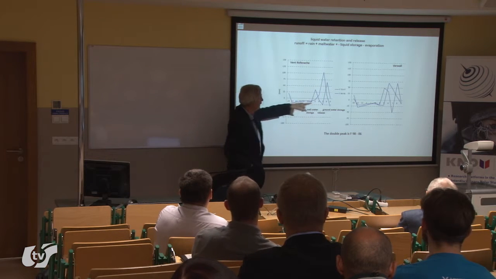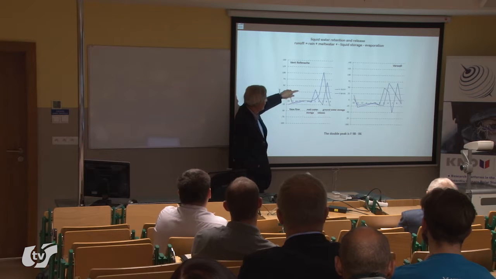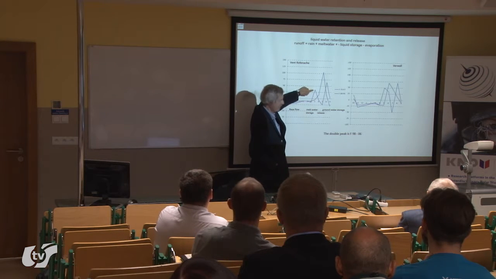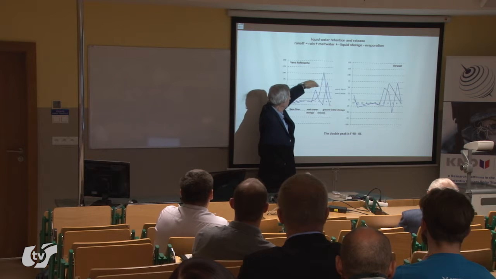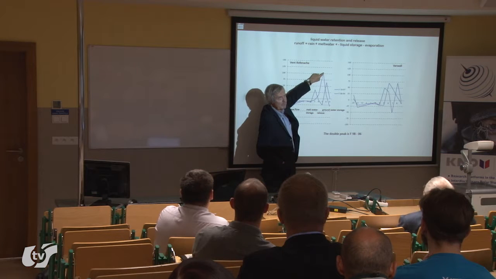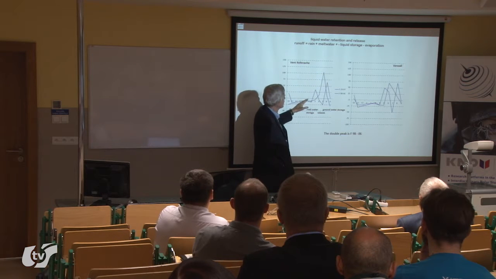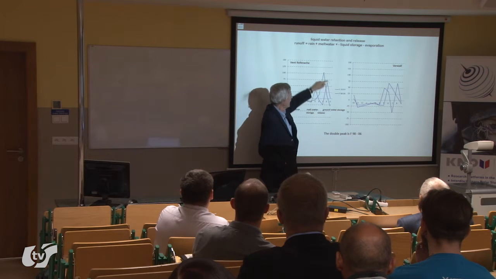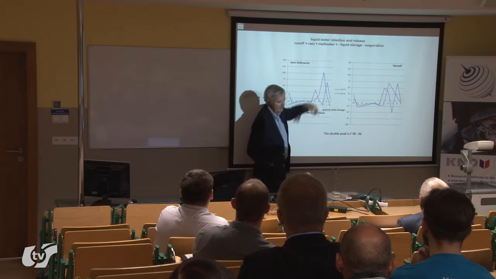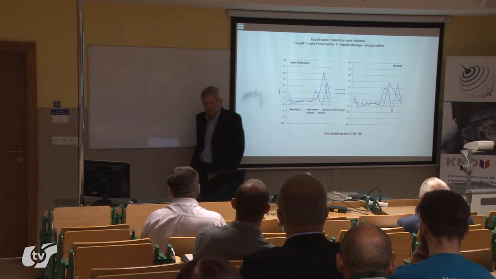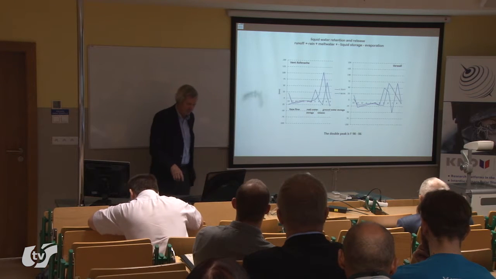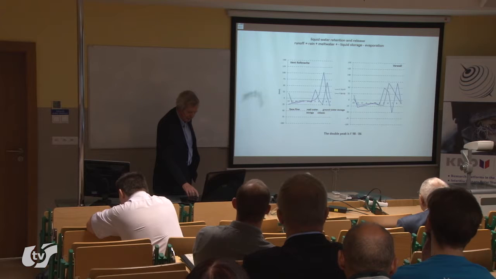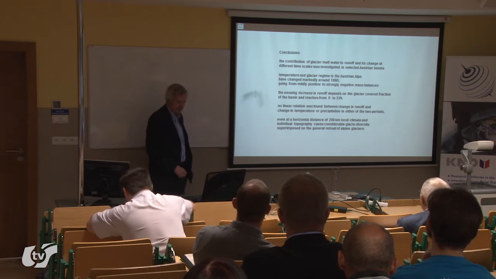The interesting thing in both of these basins is that in the second period we have two distinguished peaks, while in the first period we had only one. That is because meltwater was stored later and coincided with the peak of precipitation in the summer months. So there is a significant shift between the two periods in liquid water storage.